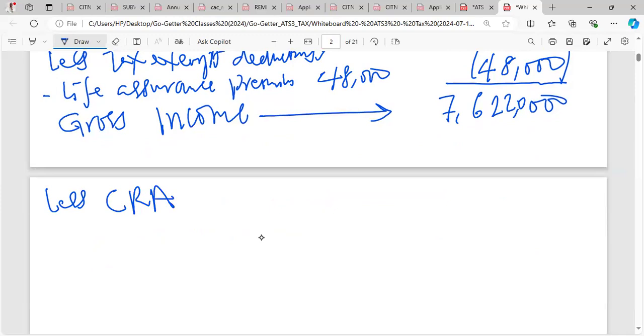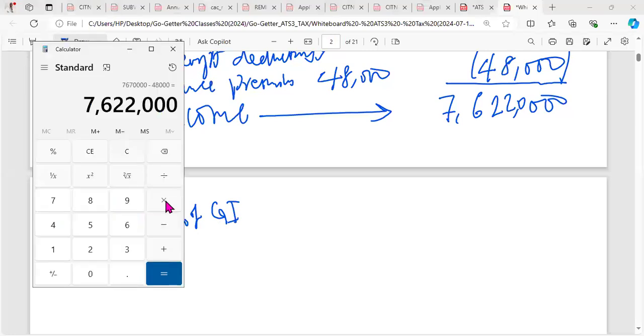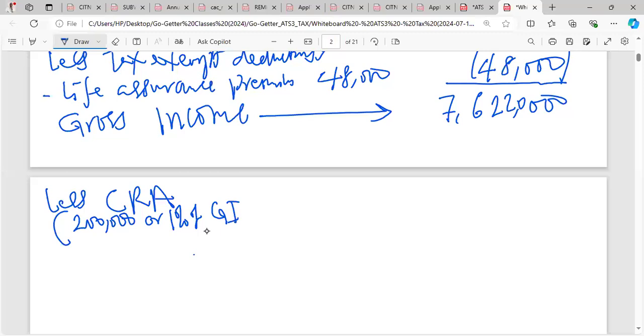less CRA. Now CRA, we said it is 200,000 or 1% of gross income, whichever is higher. So let's look for 1% of gross income. This is our gross income. We say times 1 divided by 100. This is 76,220. This is far less than the 200,000. So you take your 200,000 here.